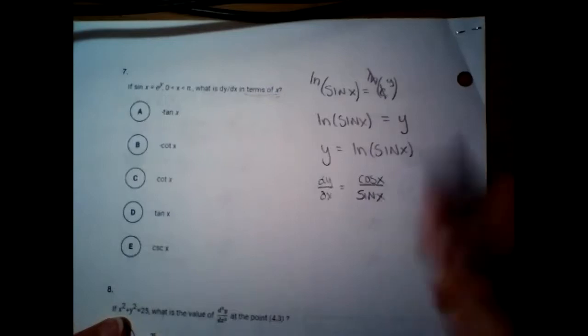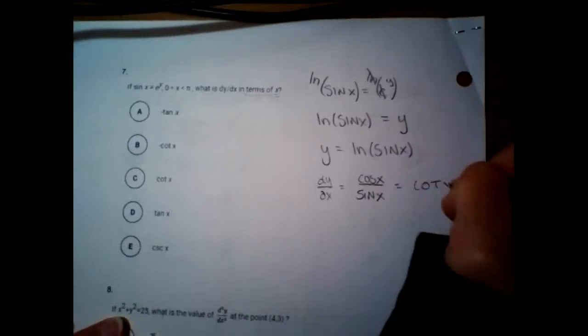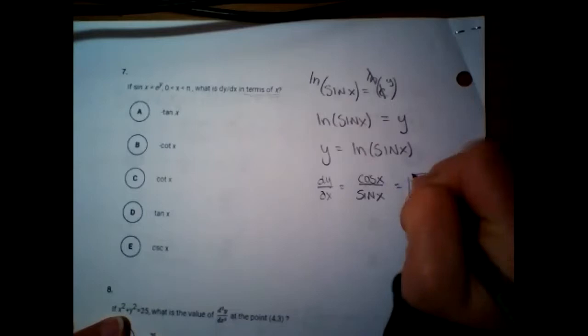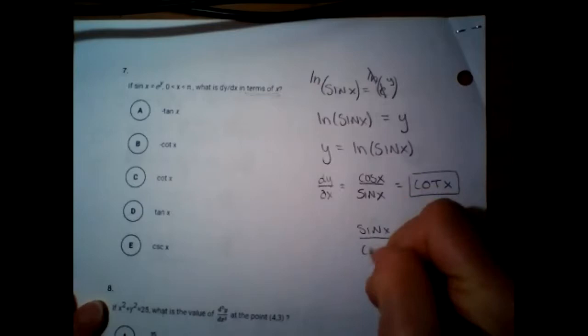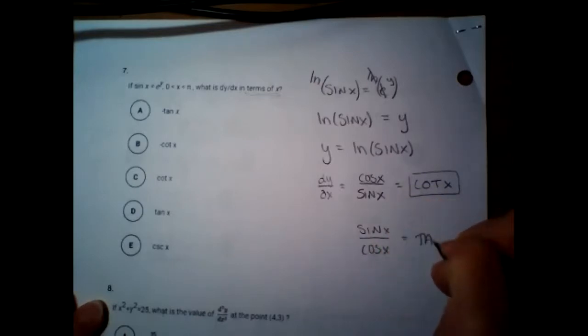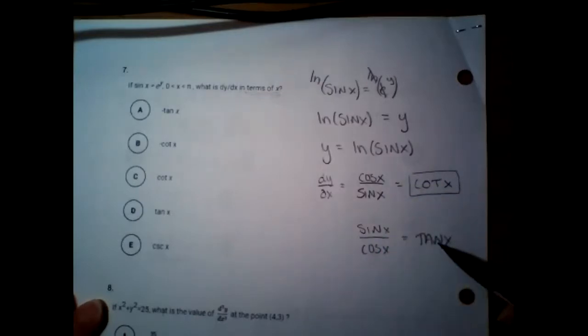Now, you could have Googled cosine over sine and it'd have told you the answer, but cosine over sine is cotangent. And again, if you look through the very short videos I posted, I went through all the identities. The folder is called identities if you want to look through there. That is how that reduces. Sine over cosine is tangent, and they're just reciprocals of each other. So if you just flip that, that's how we get that. So anyway, that one was cotangent, so that one was C.